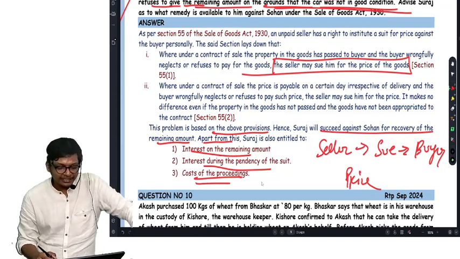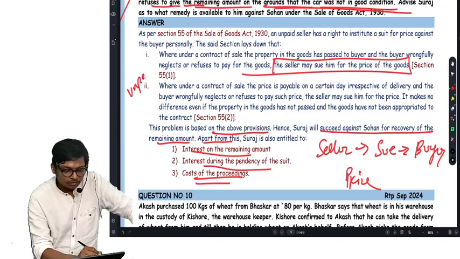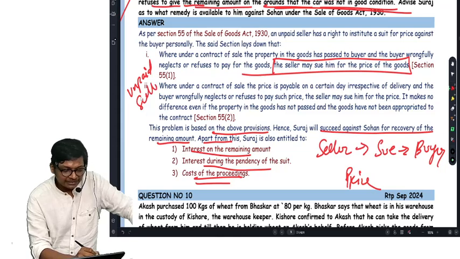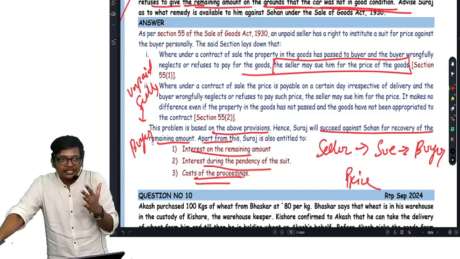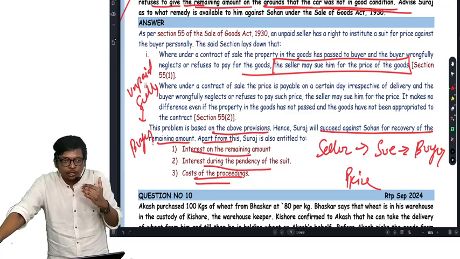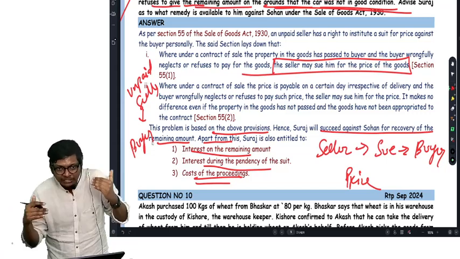Are you following, guys? So we are discussing the unpaid seller's right against the buyer after goods are transferred. Here I can't exercise right of lien or right of stoppage in transit because the goods are no longer with me. The goods have gone to the buyer.